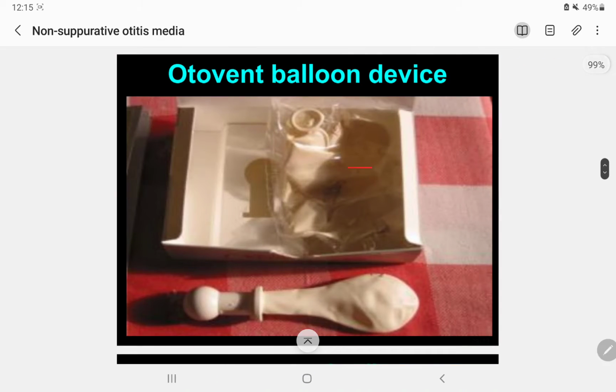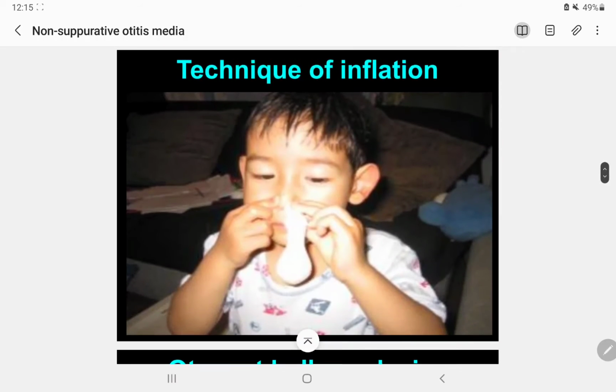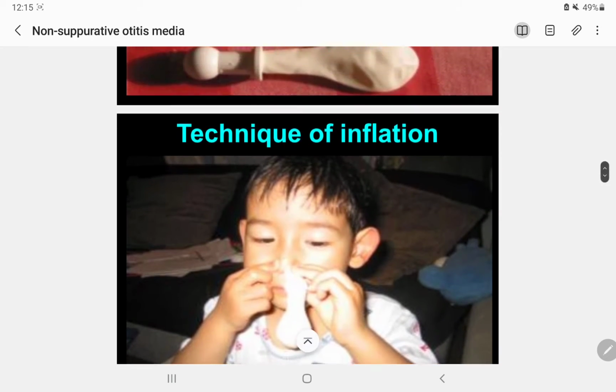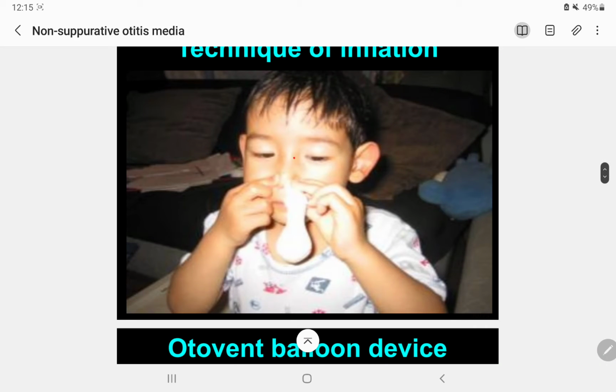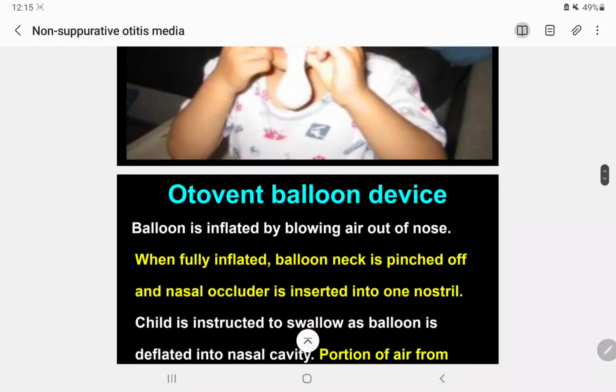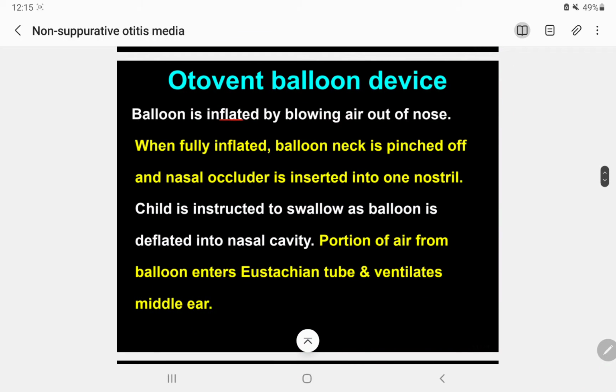It's literally nothing, just one small tube-like device, and then here's a balloon, and it comes with lots of other white colored balloons, as shown in the figure. See, what is this child doing? He's blowing air, and he's inflating the balloon. So the balloon is inflated by blowing air out of the nose.